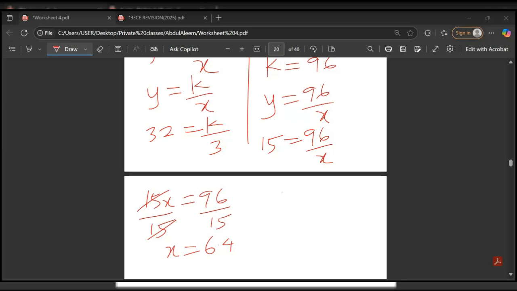Volume, I don't understand what you mean by volume. Then simultaneous equations. I don't understand what you mean by volume, the question, and that is Musa Jar. Volume of what?